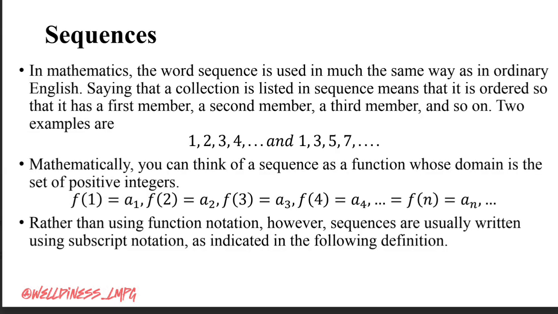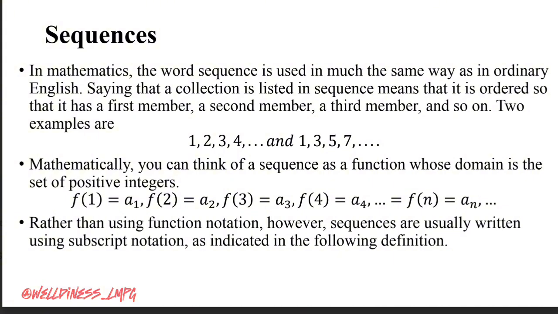In mathematics, the word sequence is used in much the same way as in ordinary English. Saying that a collection is listed in sequence means that it is ordered, so that it has a first member, a second member, a third member, and so on. Two examples are 1, 2, 3, 4, and 1, 3, 5, 7.